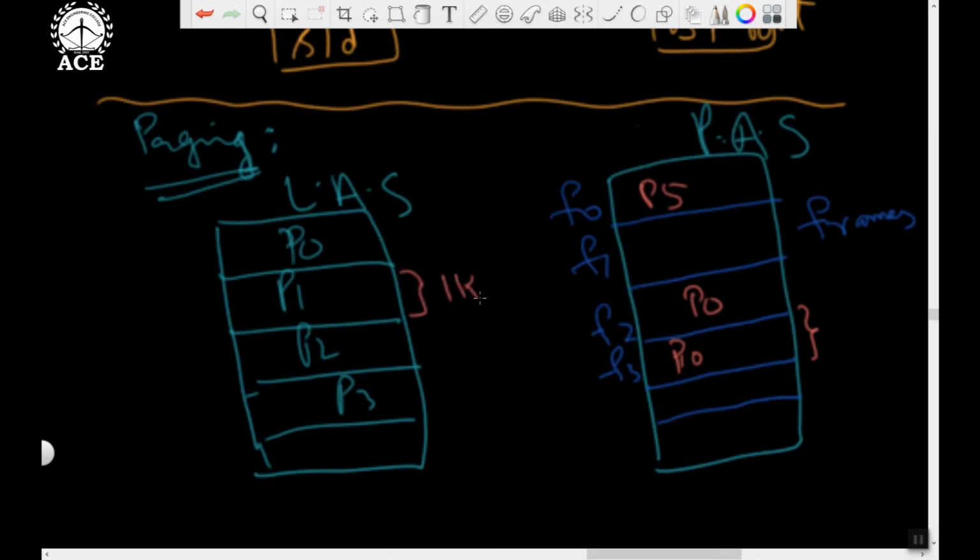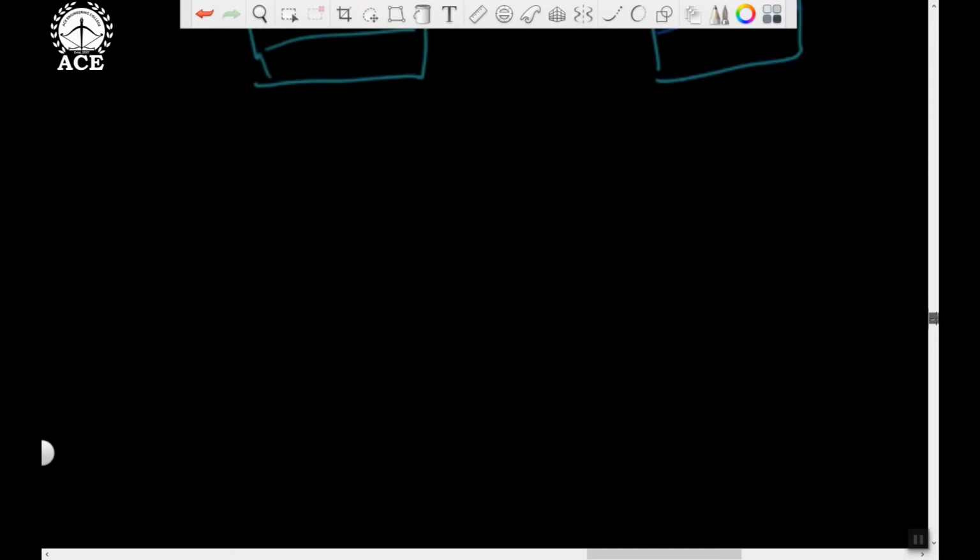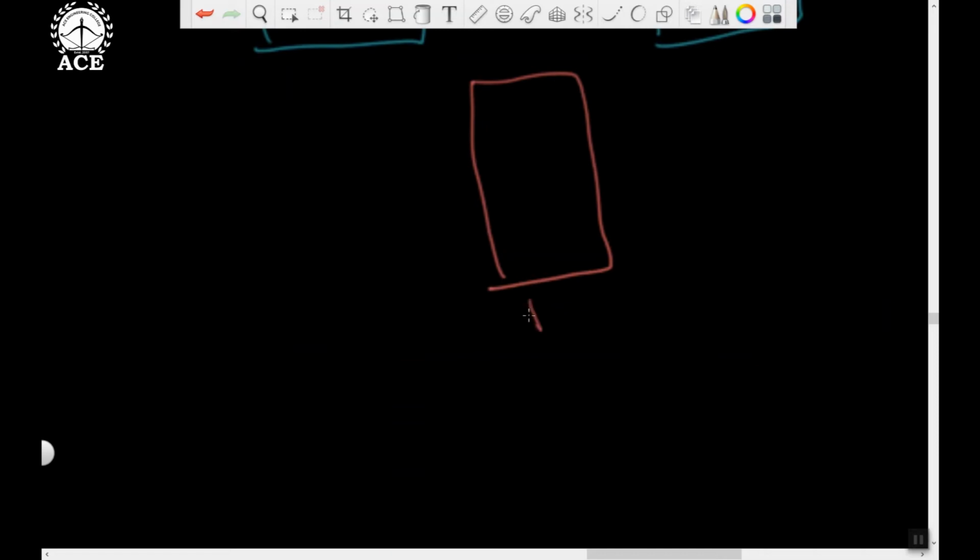Each frame can hold one page. Hope you remember this discussion. Any of these pages can be kept in any of the frames. Maybe I store P0 here, P5 here, P10 here. Frame size is always the same as page size. For example, if the page size is 1 KB, the frame size will also be 1 KB. So one frame can hold one page.